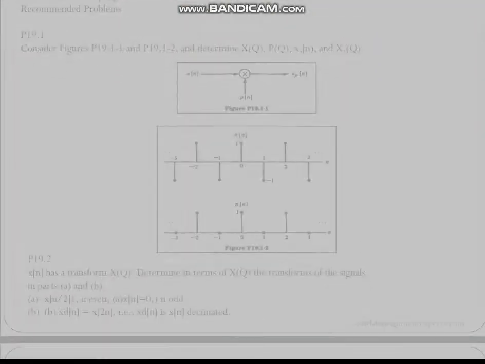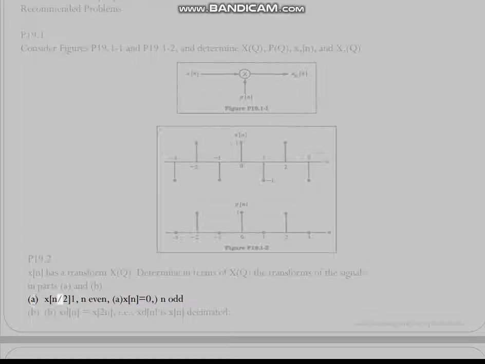Discrete time sampling recommended problems. P19.1 Consider figures P19.1-1 and P19.1-2 and determine X(e^jω), P(e^jω), x_p[n], and X_p(e^jω). P19.2 x[n] has a transform X(e^jω). Determine, in terms of X(e^jω), the transforms of the signals in parts A and B.